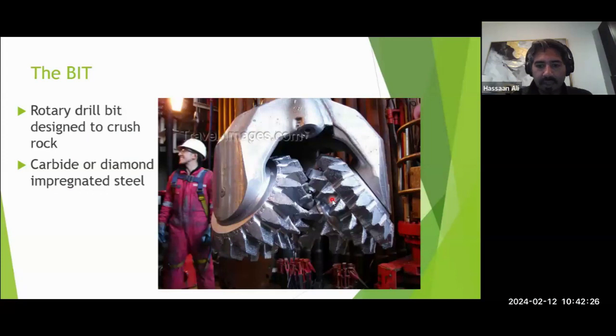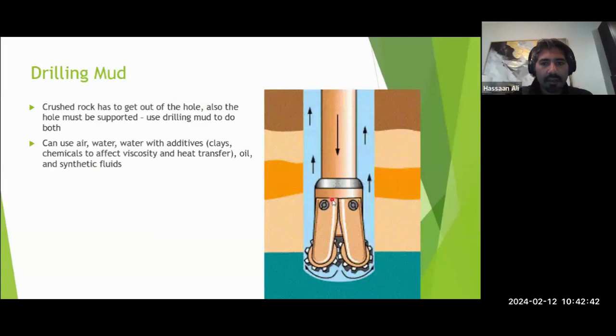This is just a ginormous bit, to give you an example. There are different types of bits. We are not going to go into a lot of detail, but some of them have industrial diamond faces to cut that really hard rock downhole. And then the drilling mud is essentially ejected from here and then it will come out of here. There are different types of additives that we can use in the drilling muds. The additives can be used to control the weight of the mud. By controlling the weight of the mud, you are actually mitigating the injection of the formation fluid into your drilling mud.